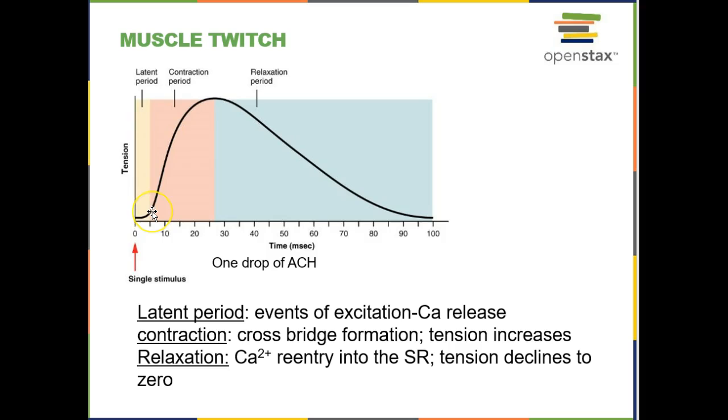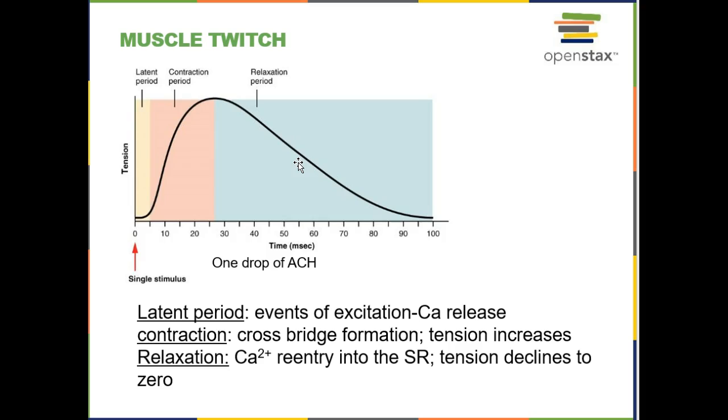You get, first, nothing happens in the muscle cell, or excuse me, no tension is generated. That is the latent period. So this is the time it takes from when the acetylcholine hits the surface of the cell to when the myosin and actin actually engage with each other. That's the latent period. The contraction period is when myosin is pulling on the actin, and then relaxation begins when calcium starts getting pumped back into the sarcoplasmic reticulum.